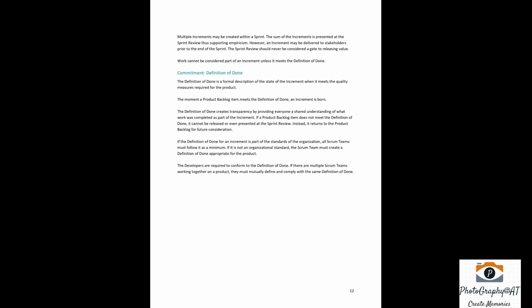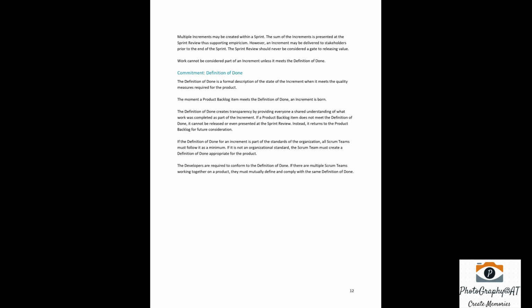Commitment: definition of done. The definition of done is a formal description of the state of the increment when it meets the quality measures required for the product. The moment a product backlog item meets the definition of done, an increment is born. The definition of done creates transparency by providing everyone a shared understanding of what work was completed as part of the increment. If a product backlog item does not meet the definition of done, it cannot be released or even presented at the sprint review. Instead, it returns to the product backlog for future consideration.